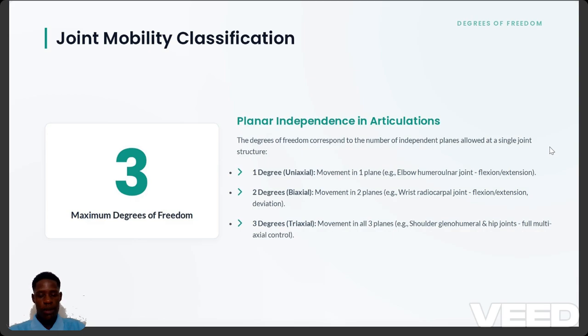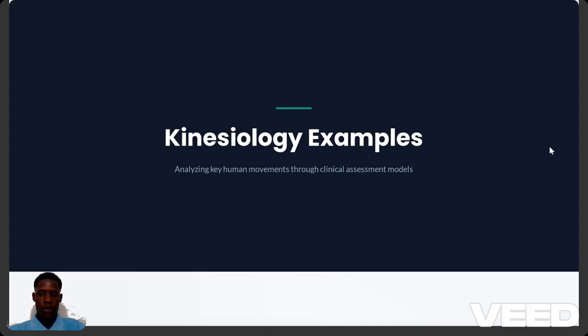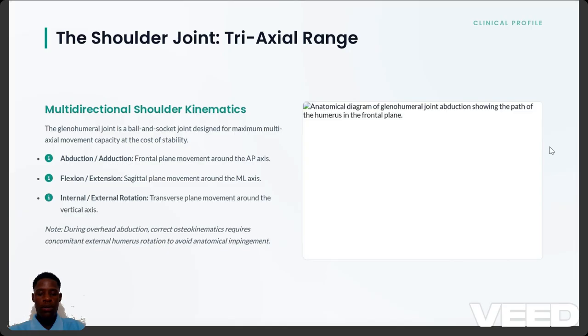And then the third is the 3 degree, which is the triaxial. This is movement in all three planes, for example the shoulder and the hip, which are ball and socket joints. So we're going to be looking at the example, which is the shoulder joint, which is a triaxial joint.